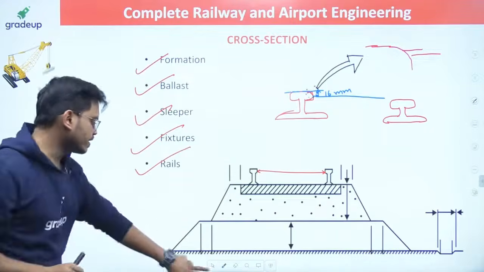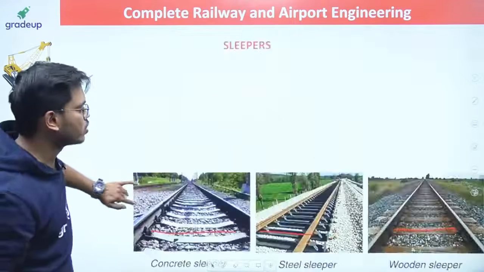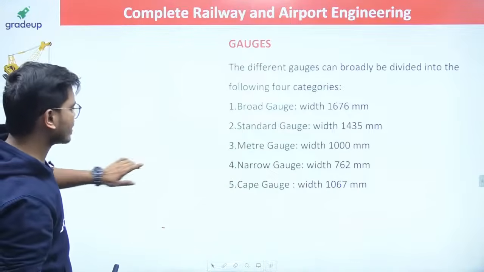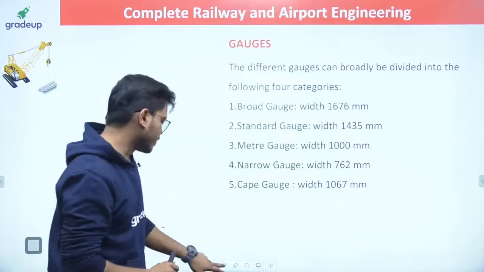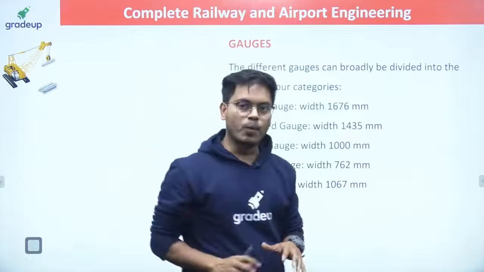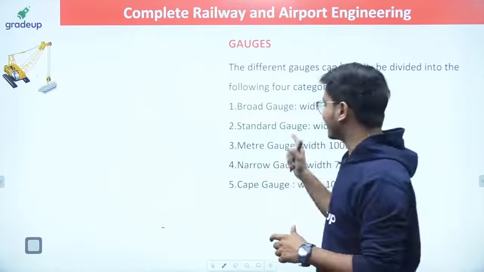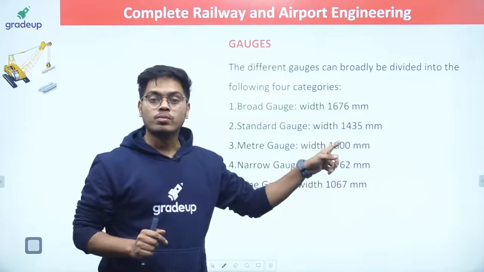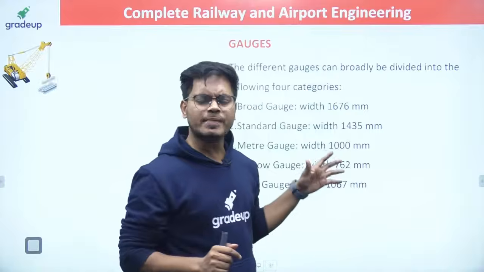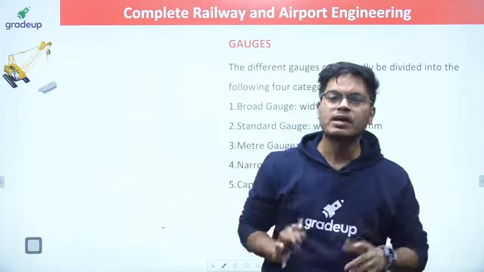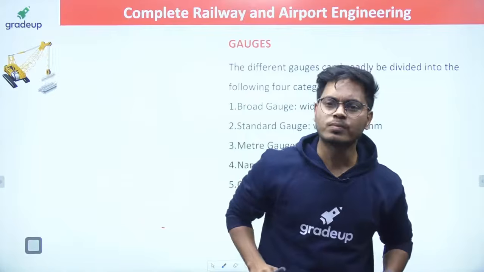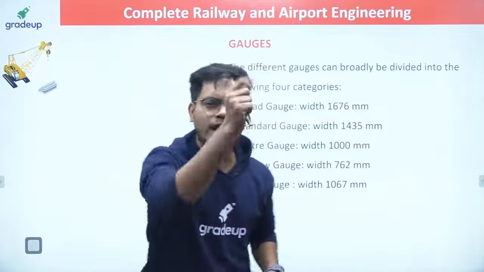Now there are different types of gauges, as I have mentioned here also: broad gauge, narrow gauge, standard gauge, meter gauge. Most of the world right now is following the standard gauge. But in India, and also the metro, how many of you have ever seen the Delhi metro or any metro? Have you ever noticed that there is no ballast on the metro?